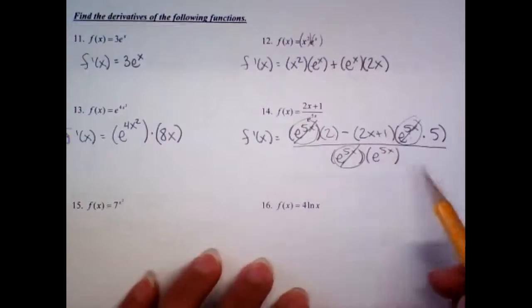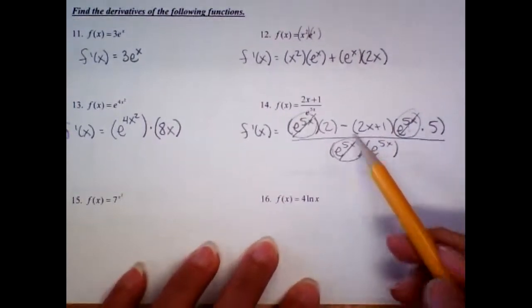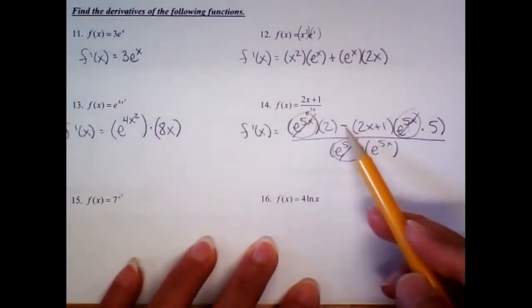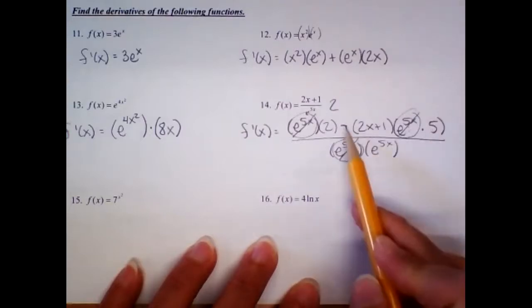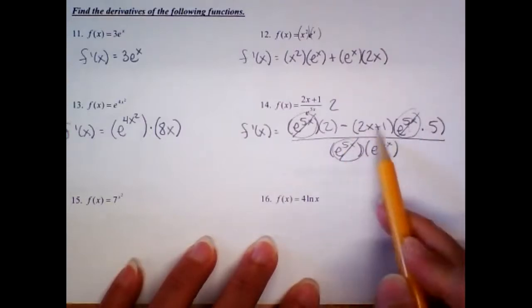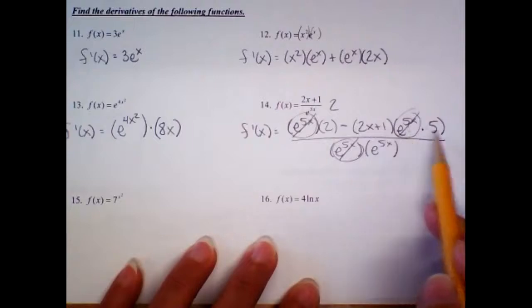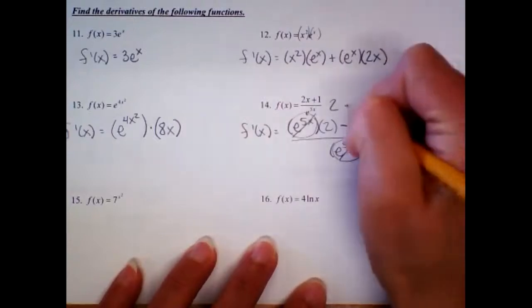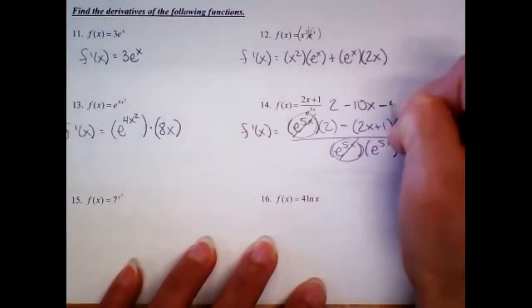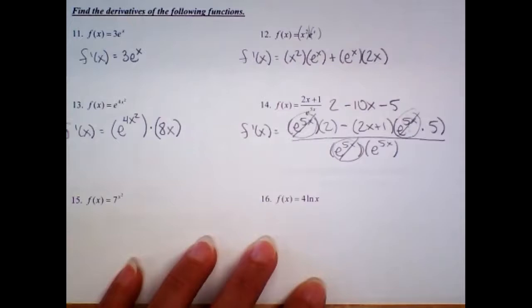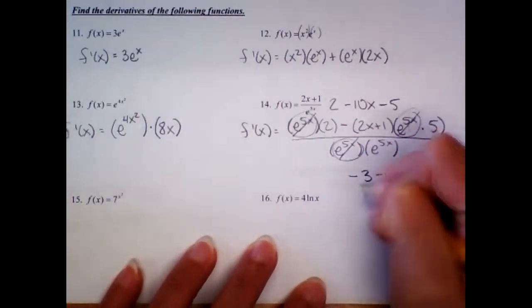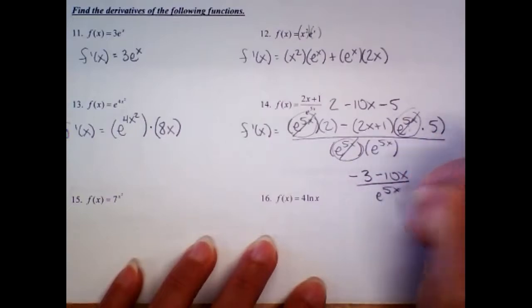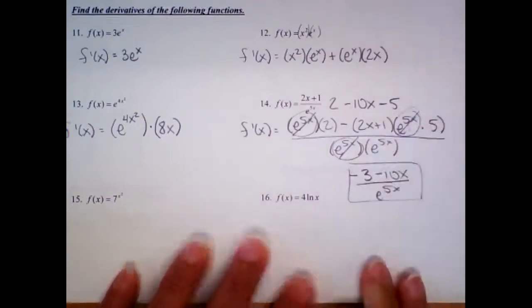So let's see what that would come out to be. This one's kind of worth it to simplify because it's going to turn out okay. The numerator, this would be 2, and then we're going to distribute a -5 into the parentheses. So if you distribute a -5, that would be minus 10x minus 5. And so 2 minus 5, that would be -3 over e to the 5x.